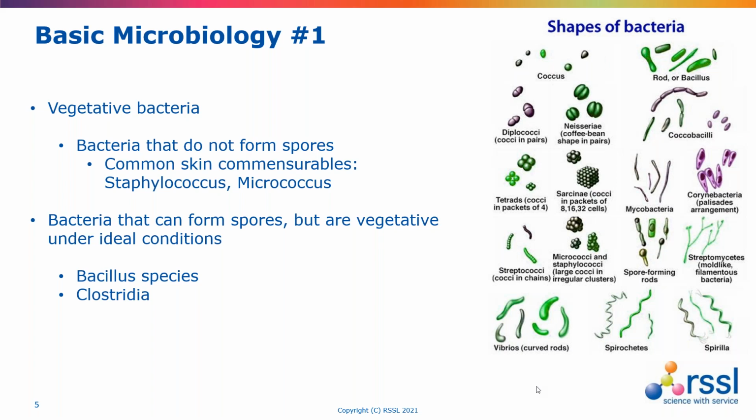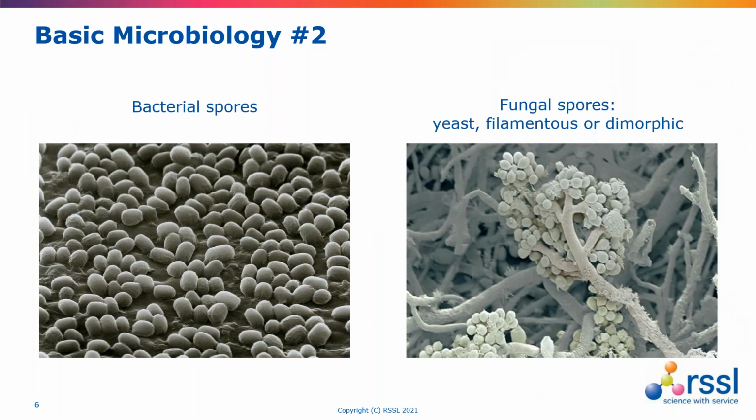They prefer being in the vegetative state, but they do have a survival mechanism, and they produce endospores, and endo means that it comes from within the bacterial cell. Then on the slide, we have some electron micrographs. The one on the left is of bacterial spores. These happen to be Bacillus anthracis, so obviously not something you ever want to come across, but typically representative of spores of Bacillus.